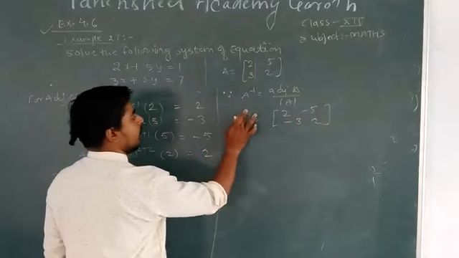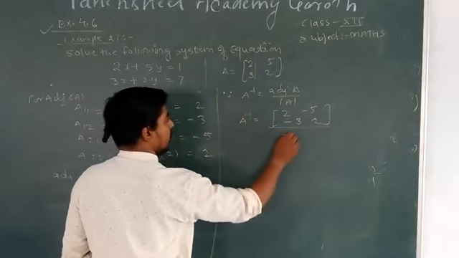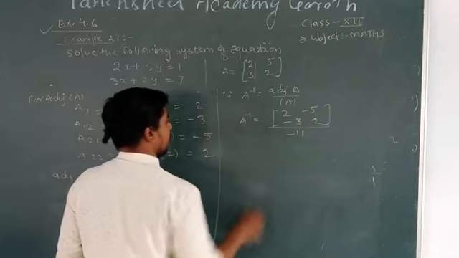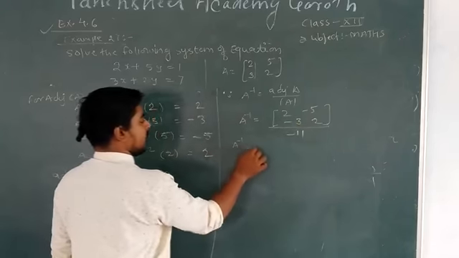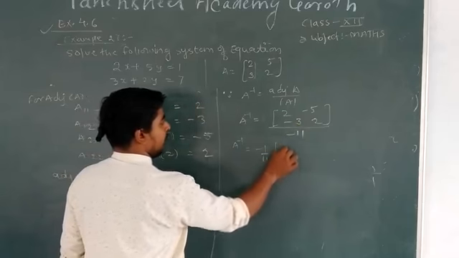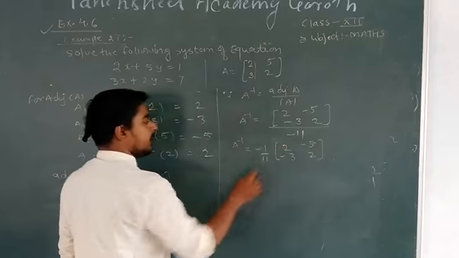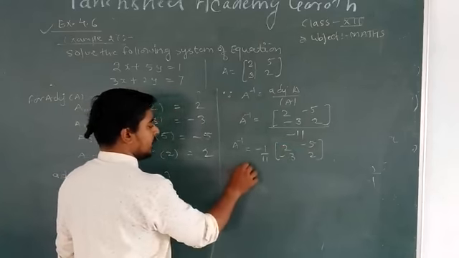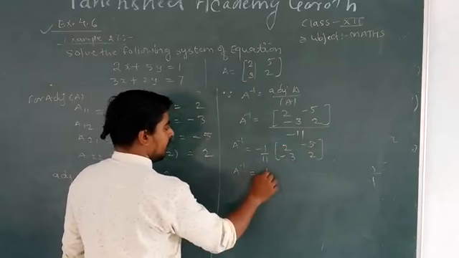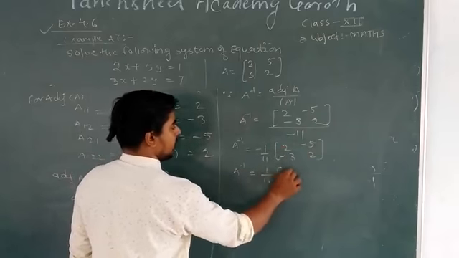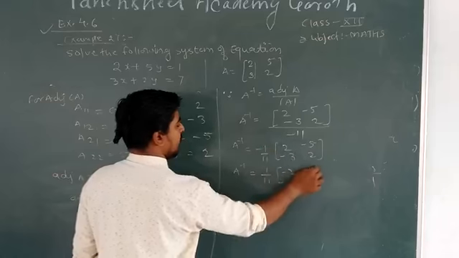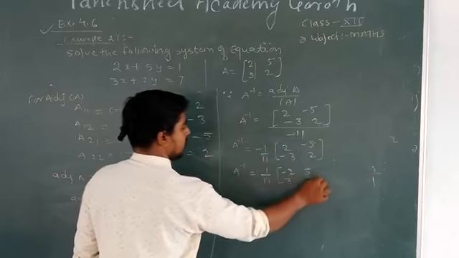Sorry, ये हमारा हुआ है adjoint A upon mod. Mod gives the value minus 11. So A inverse is equal to minus of 1 by 11, 2 minus 5 minus 3 and 2. If you multiply the matrix by minus 1, then it will be 1 upon 11 and it is minus 2 minus minus plus 5, it is plus 3, it is minus 2.